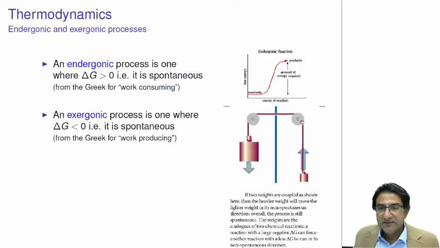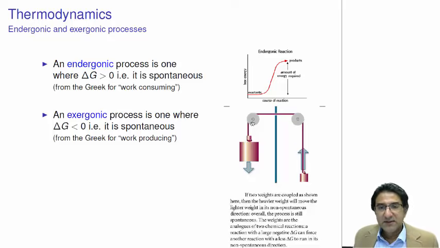Here's an example of an exergonic process. We have a heavy weight here and a light weight here connected together. The two systems are coupled together. When the systems are coupled together, work from this system in the form of a heavy weight can be transferred by some means. We don't really know how in general, but in this case it's the string, and the string will pull the light weight up.